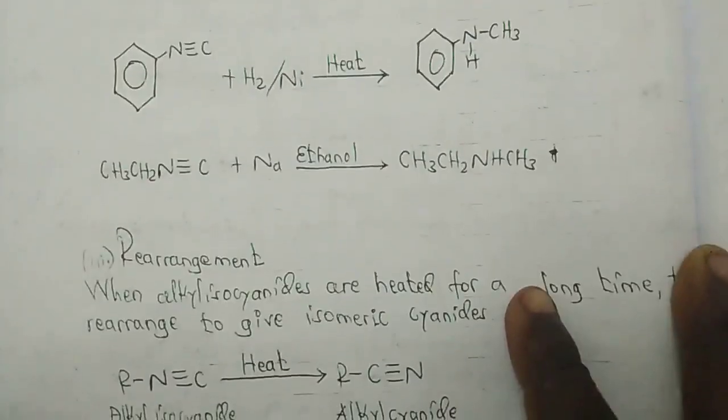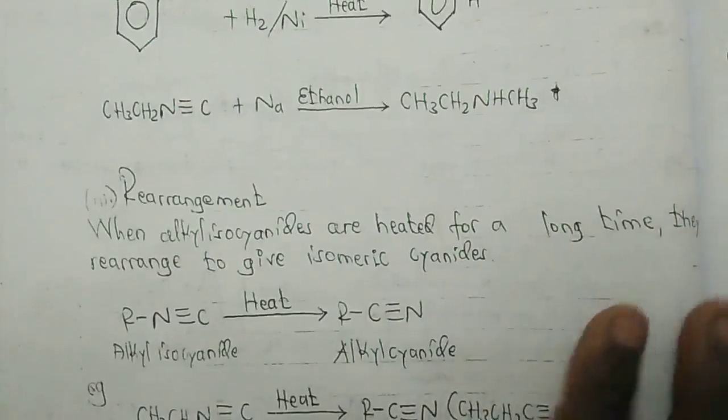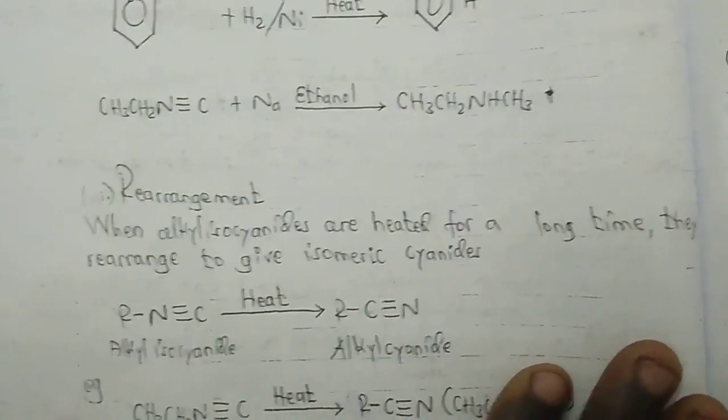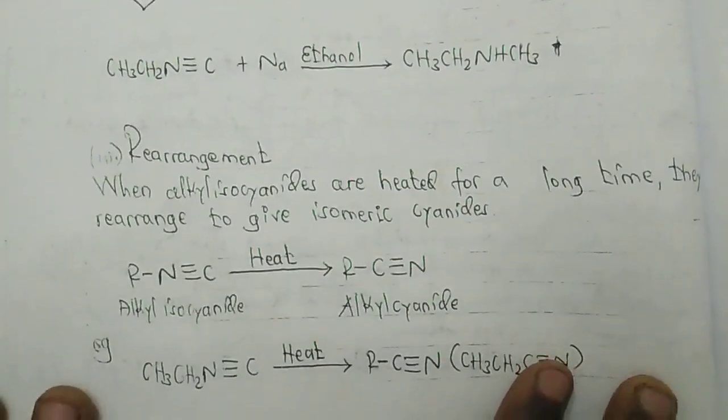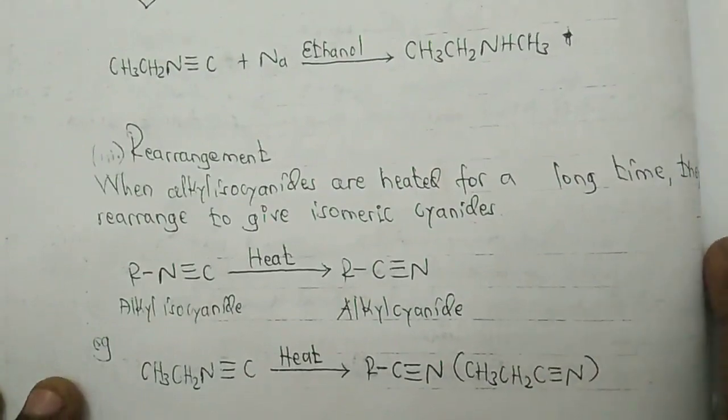Pia tuna rearrangement. When alkyl isocyanide are heated for a long time, they rearrange to give isomeric cyanide. So they can rearrange kutoa cyanide ambazo zitakuwa zina number of carbons zile zile, just rearrangement reaction.